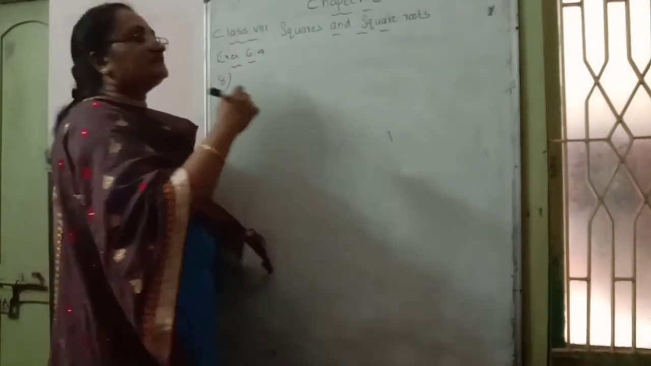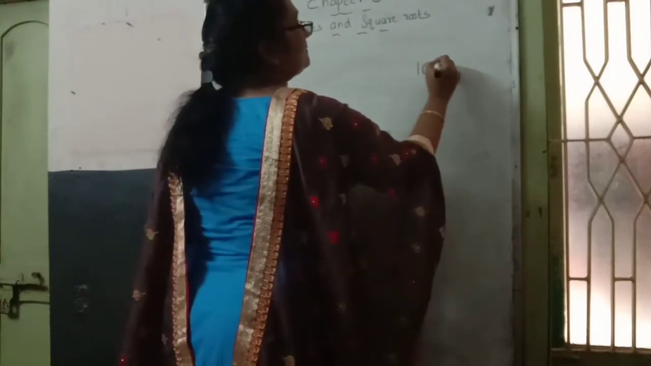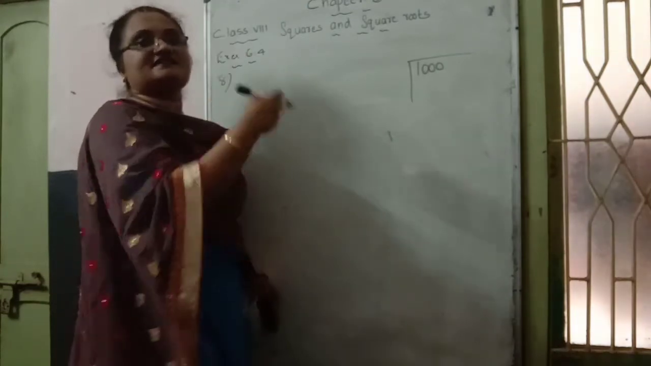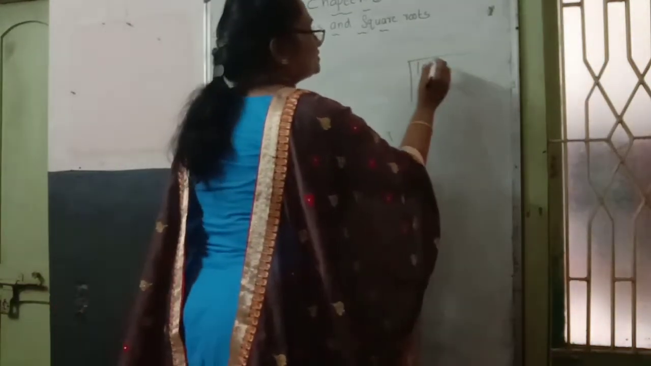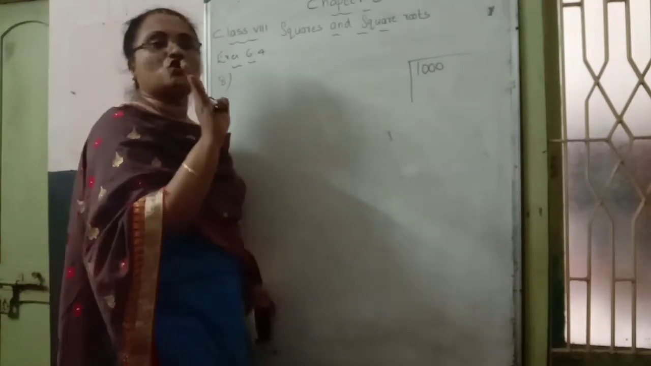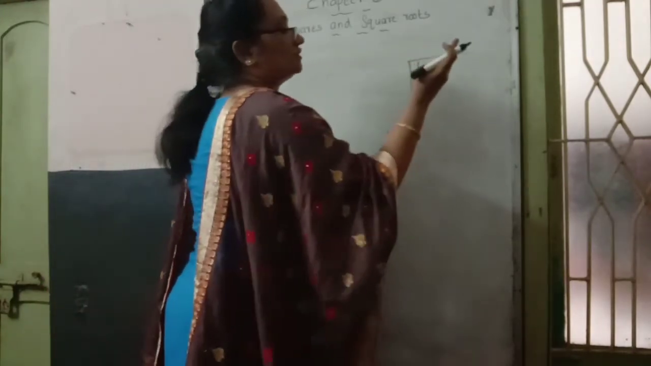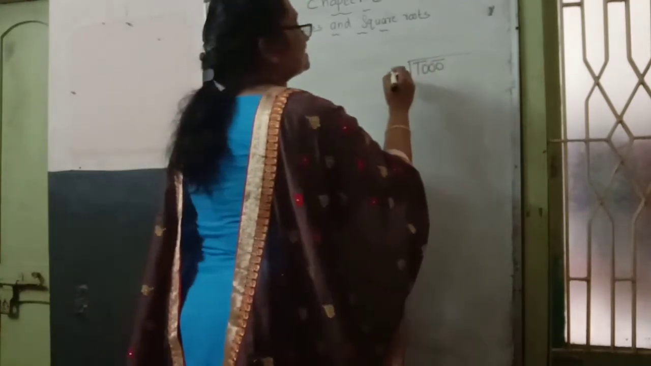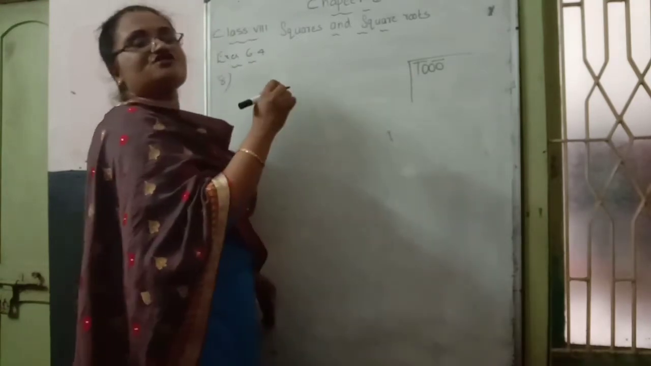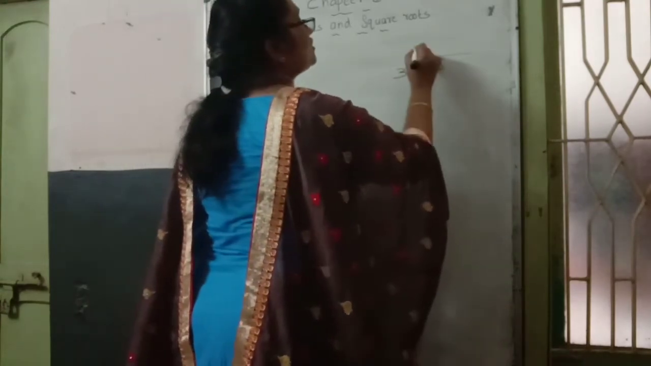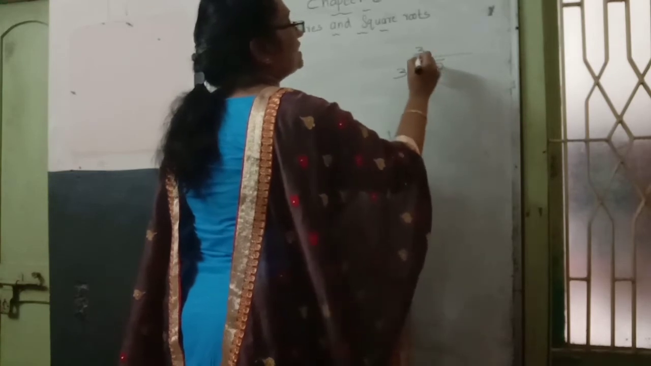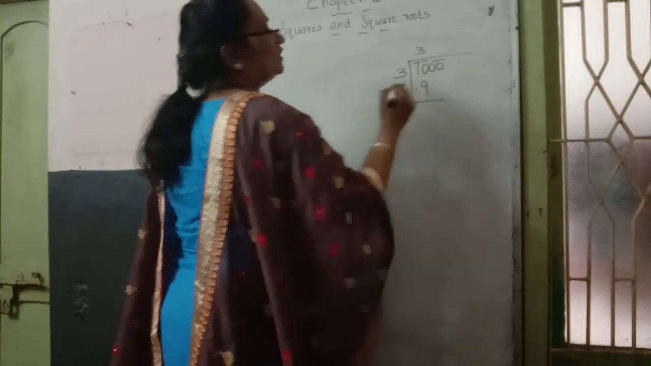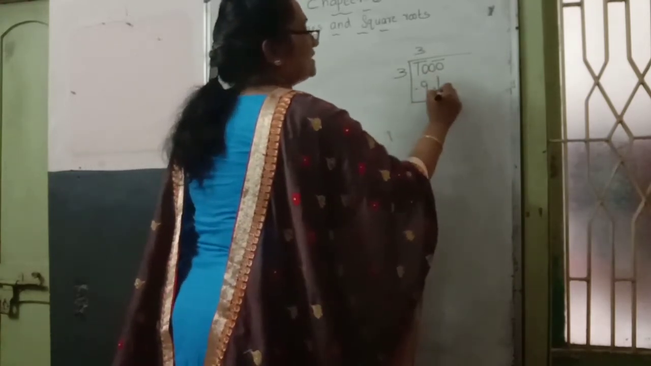Last class we learned that the long division method applies here. 1,000, how many digits does it have? 4 digits, that's why it is even. So take two numbers and pair them. First, 10 is not a perfect square. The nearest perfect square is 3. Here also 3. 3 table, 3 threes are 9. Subtraction gives 1. Next place number, bring down.